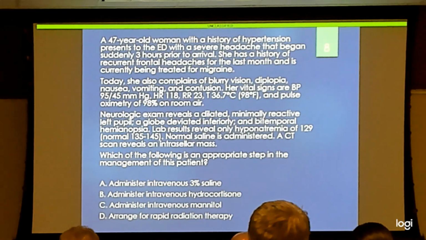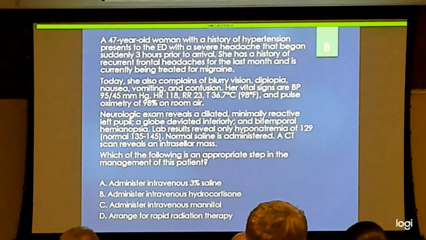A 47-year-old woman with a history of hypertension presents to the emergency department with a severe headache that began suddenly 3 hours prior to arrival. She's had recurrent frontal headaches for the past month and is currently being treated for migraine. Today she complains of blurred vision, diplopia, nausea, vomiting, confusion. Her vital signs: she's hypertensive, tachycardic, with increased respirations, and a low temperature. Pulse ox is also low.